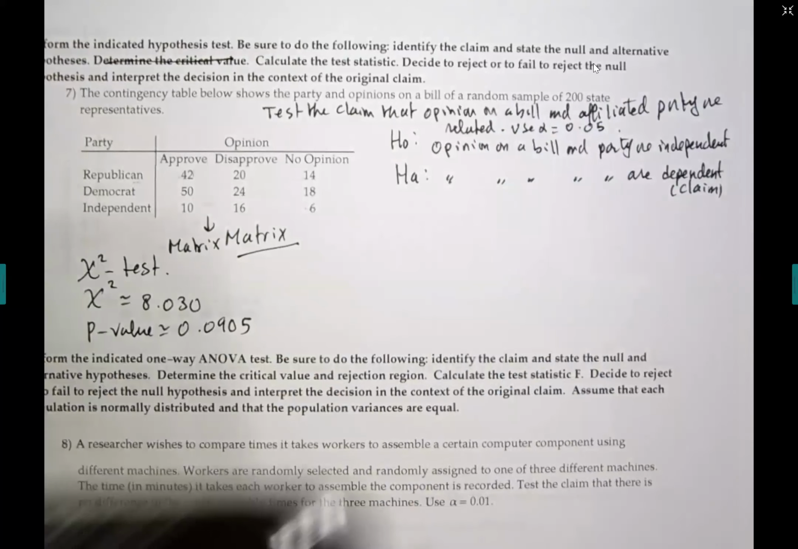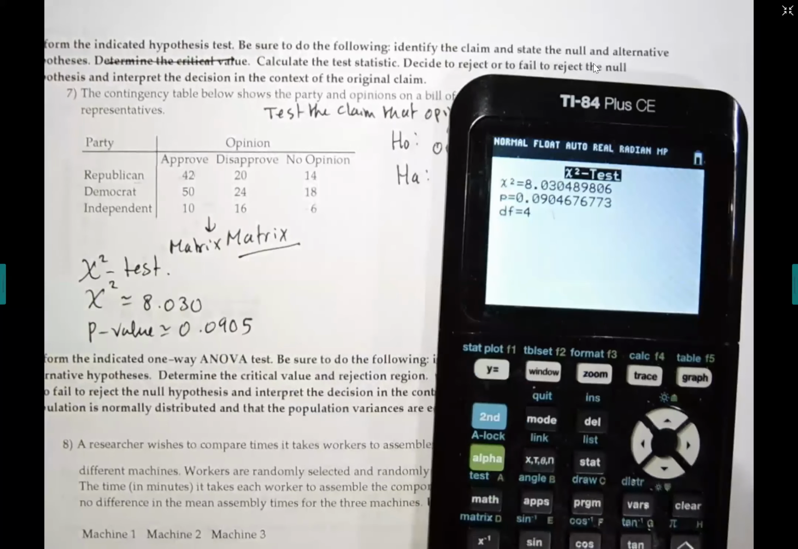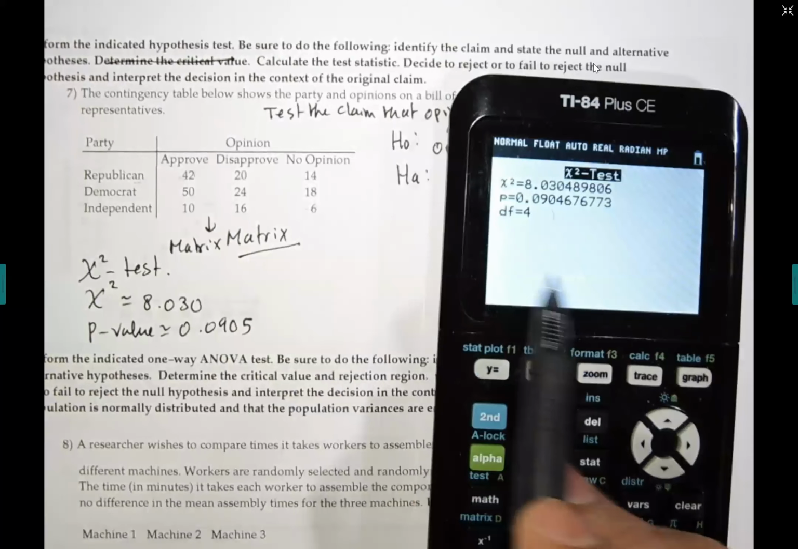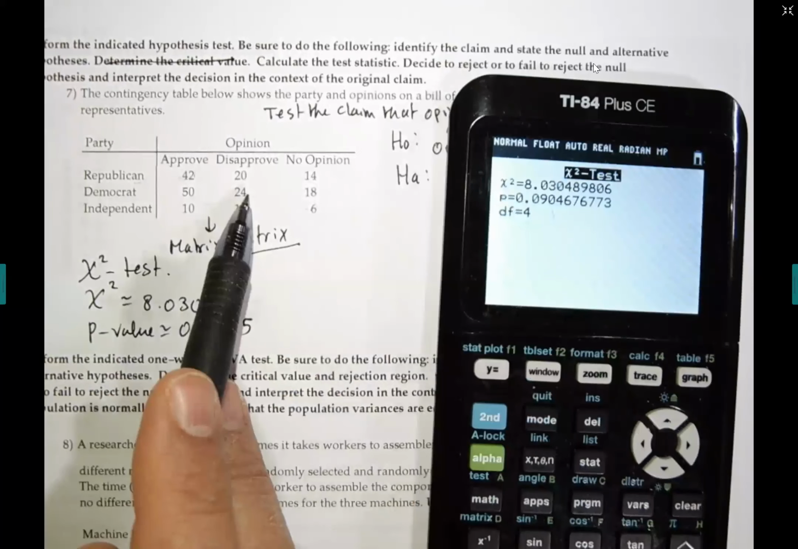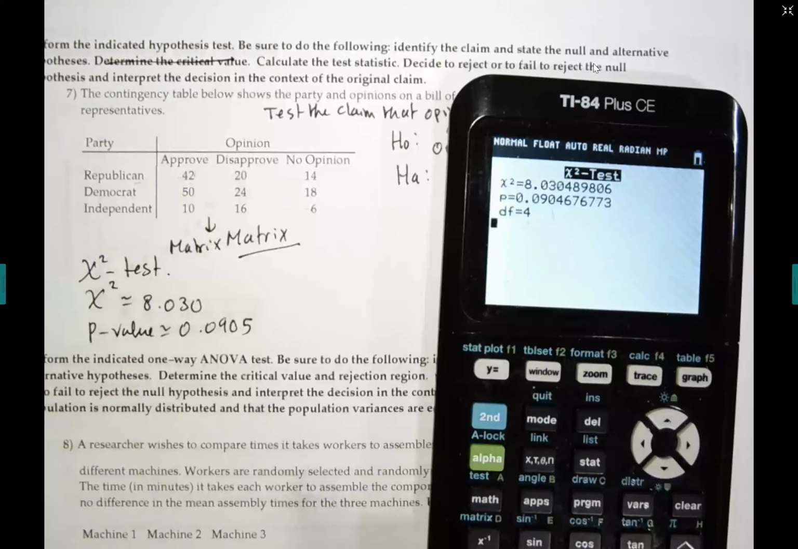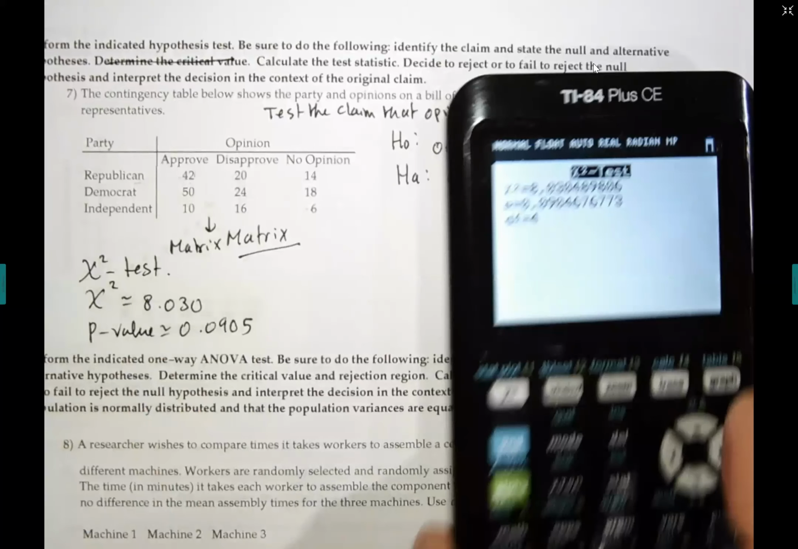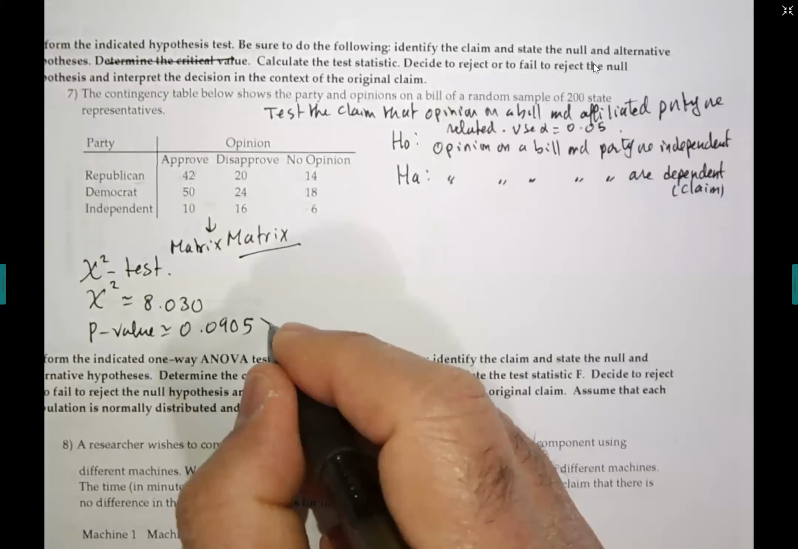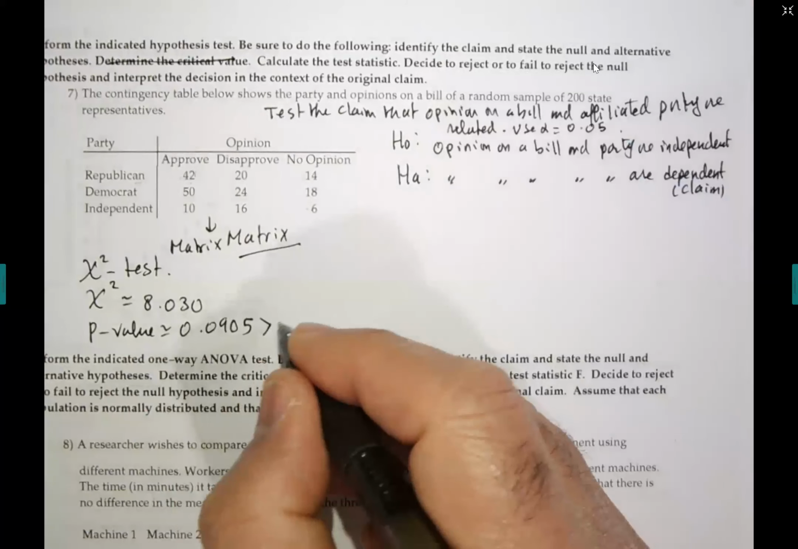For the degrees of freedom, guys, if you wonder how the calculator picked it up as 4, it's the number of rows minus 1 times the number of columns minus 1. I have 3 rows, minus 1 will be 2. I have 3 columns, minus 1 will be 2. 2 times 2 is 4. And now the p-value is bigger than alpha, 5%. So fail to reject H0.